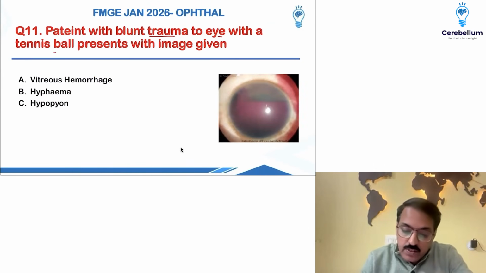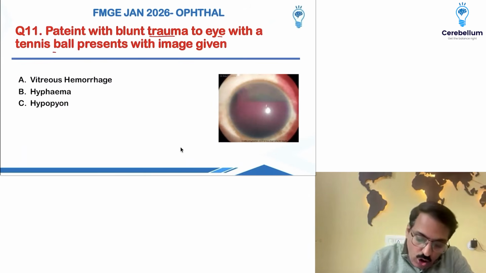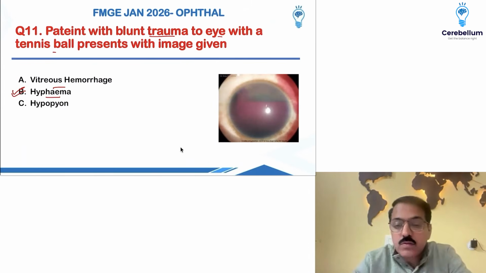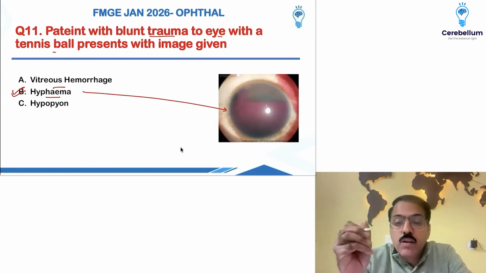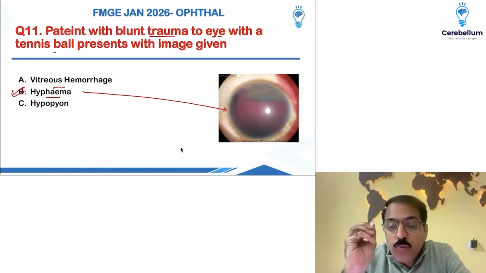Now, what was this? Tennis ball injury presents with this given image. This was obviously hyphema. Obviously hyphema है ना बेटा, ये hyphema ही है. 8 ball hyphema हमने ट्रॉमा किया है. We have done this repeatedly ट्रॉमा में, and we have done this same image. Yes, good, thank you.